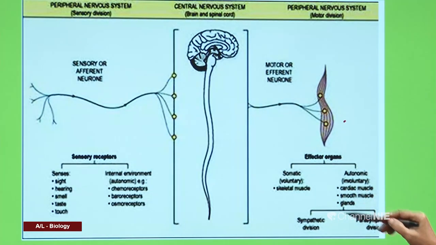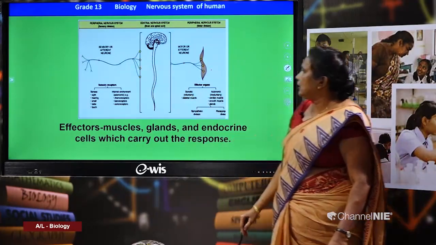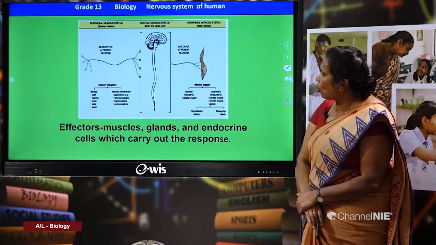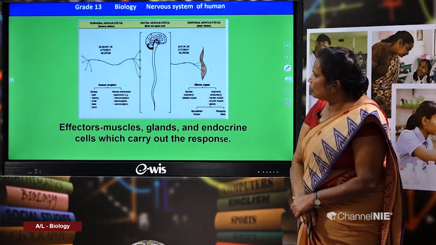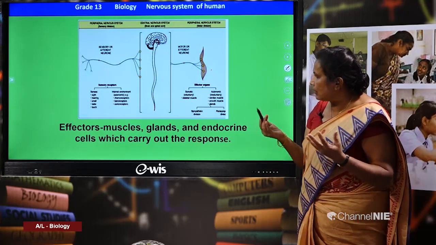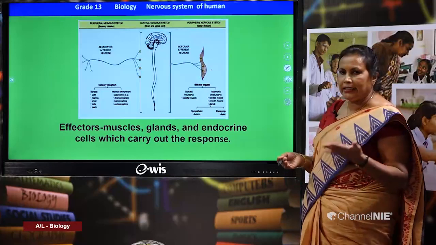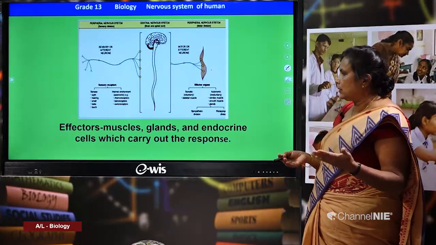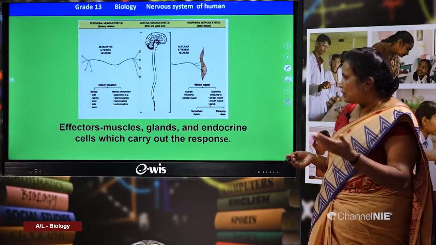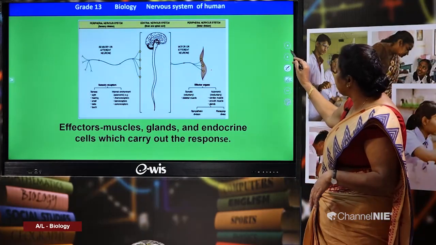Now, effector organs are the muscles, glands and the endocrine cells which carry out responses, and the sensory or the afferent neurons are the neurons which start from the sensory receptors. Sensory receptors are present throughout the body, like in the skin, and the pressure receptors. Likewise, there are so many receptors present throughout the body.